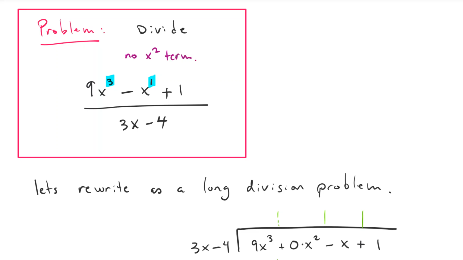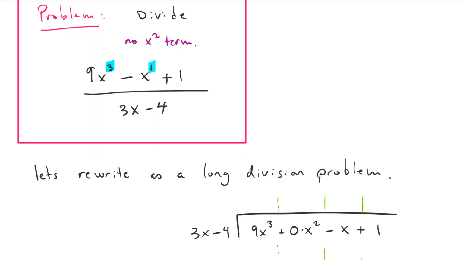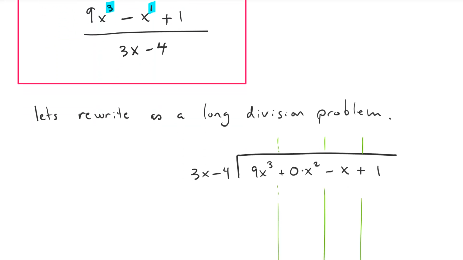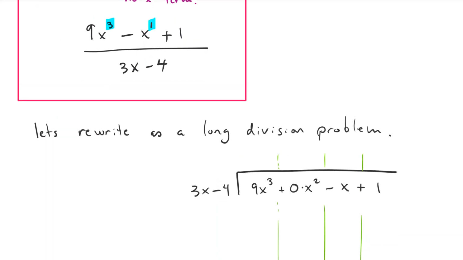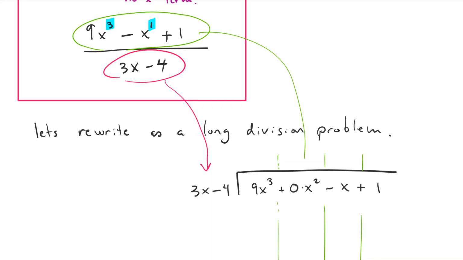So that makes this a little bit unique. All we do is end up adding a placeholder, and that's it. The rest of it just follows the same pattern as a standard long division problem. So let's rewrite this as a long division problem. So again, we put the denominator out front, and we put the numerator underneath the division symbol.